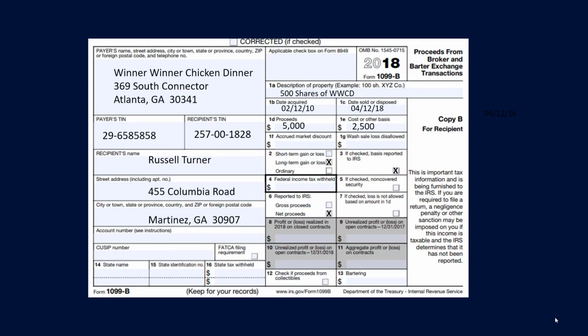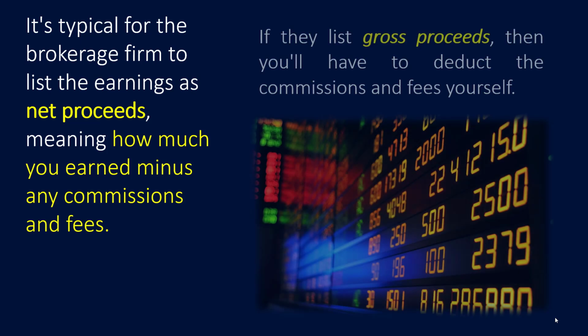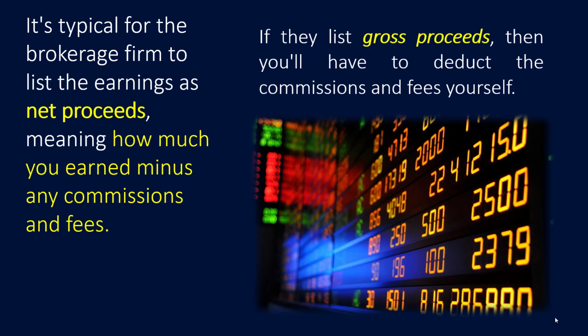Here's an example of a 1099-B showing a description of the property, the date acquired and the date sold, and the proceeds and the cost basis. It's typical for the brokerage firm to list the earnings as net proceeds, and this means how much you earned minus any commissions or brokerage fees. If they list gross proceeds, then you'll have to deduct the commissions and fees on your own.